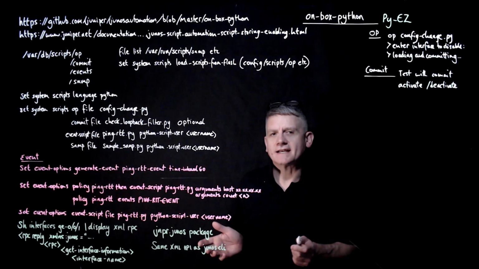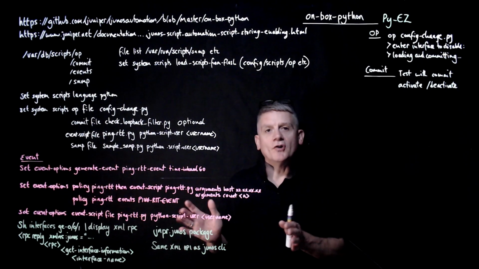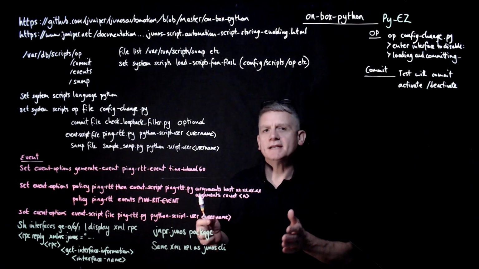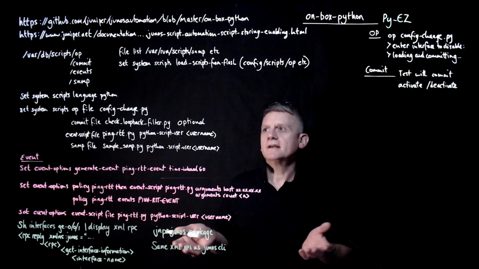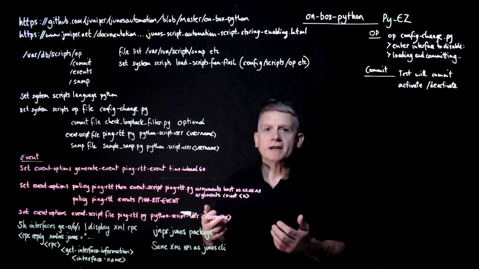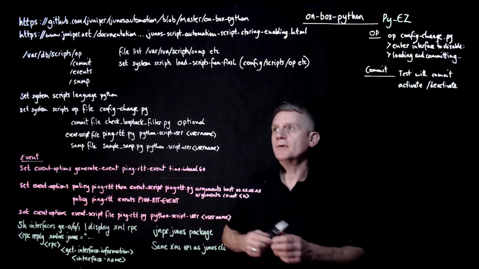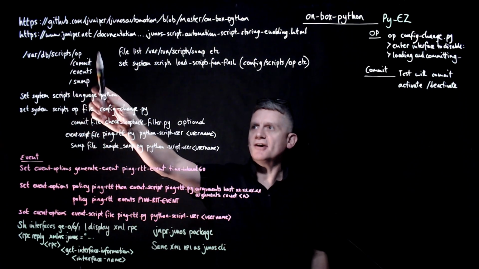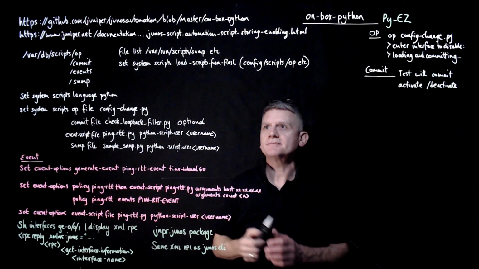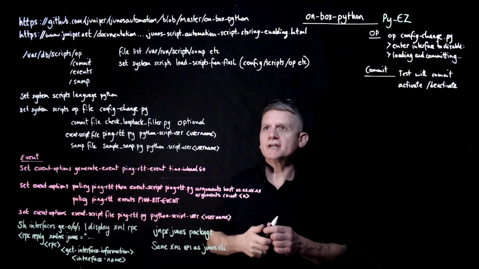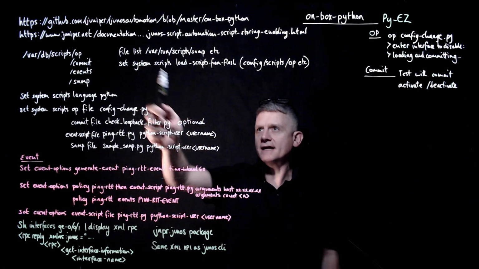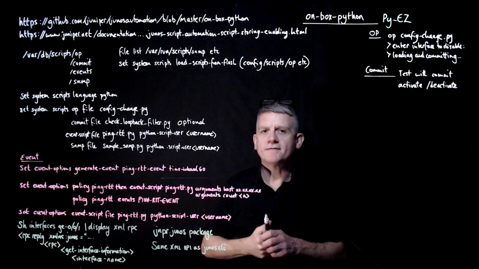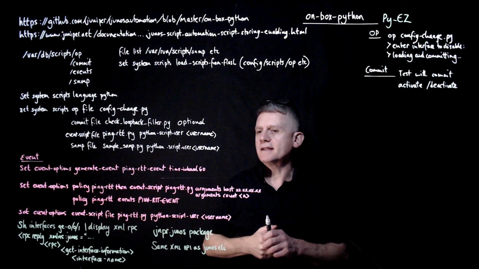Okay, so we looked at Slack scripts, and now we're going to have a look at on-the-box Python. So obviously we need some .py Python scripts, and they go into the same directories as the Slack scripts. So obviously vardb scripts, and then op, commit, events, and snmp. And you can check to see if they're there and running with the file list listed there.